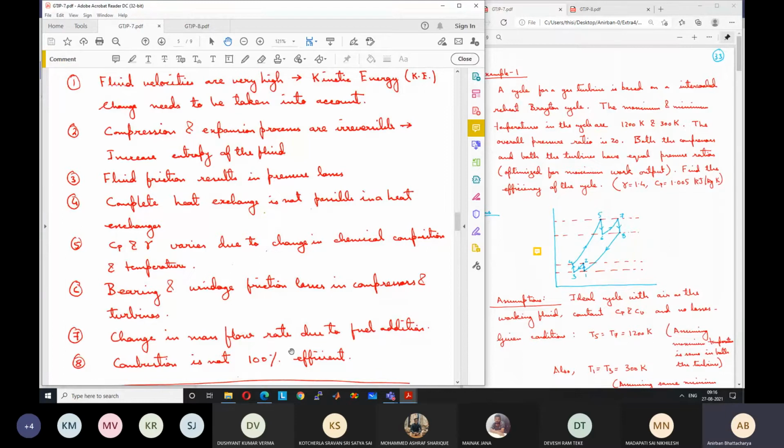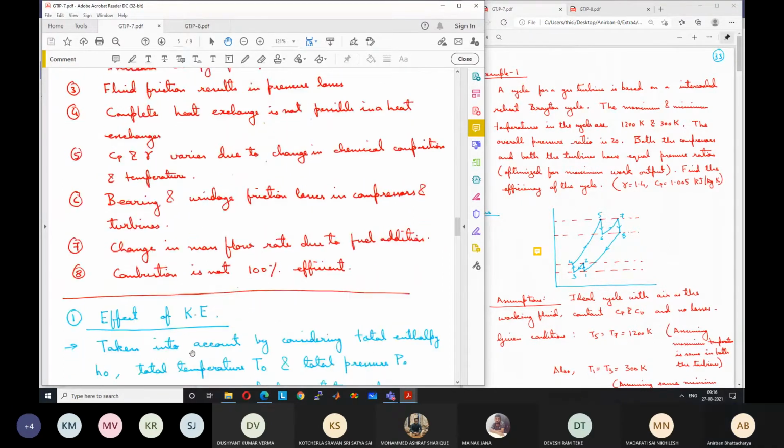And the final point is that the combustion itself is not 100% efficient. What do we mean by not 100% efficient? The fuel has a certain calorific value. It has a certain chemical composition, and we know a theoretical value of energy that will be released if complete combustion occurs. Per kg of fuel, a certain quantity of energy will be released. But because the combustion is not 100% efficient, we do not get the theoretical amount of energy from the fuel. So we can define an efficiency to find out the actual amount of energy being released.